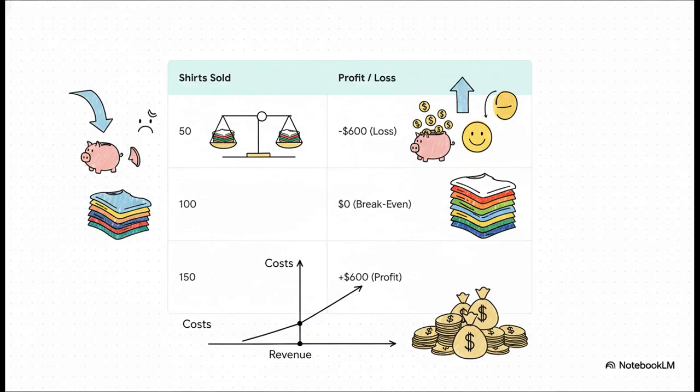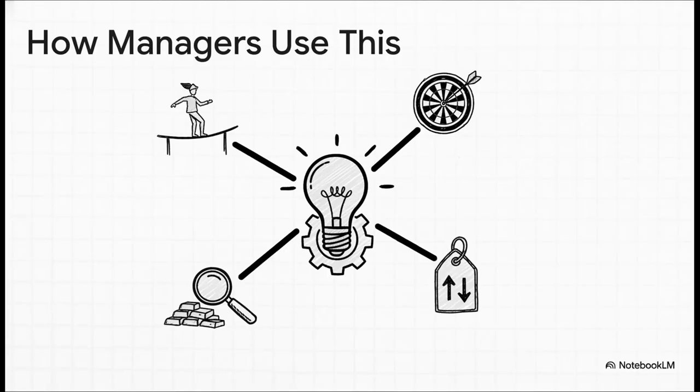Look to the right. For every single shirt we sell beyond 100, the 101st, the 150th, the 200th, that entire $12 contribution margin becomes pure profit. At 150 shirts sold, we've made a $600 profit. So, as future managers, how will you use this?